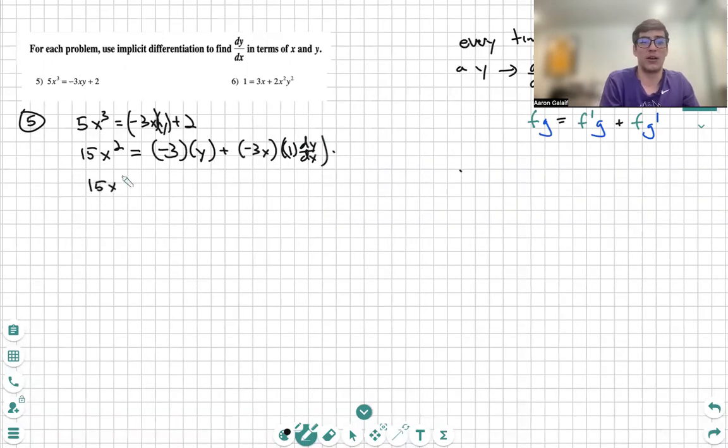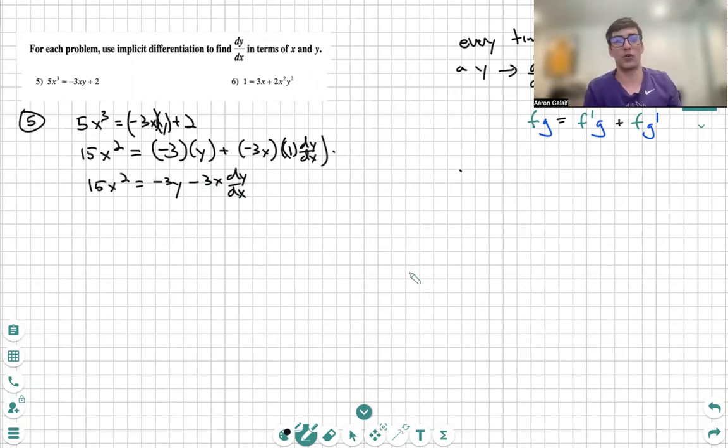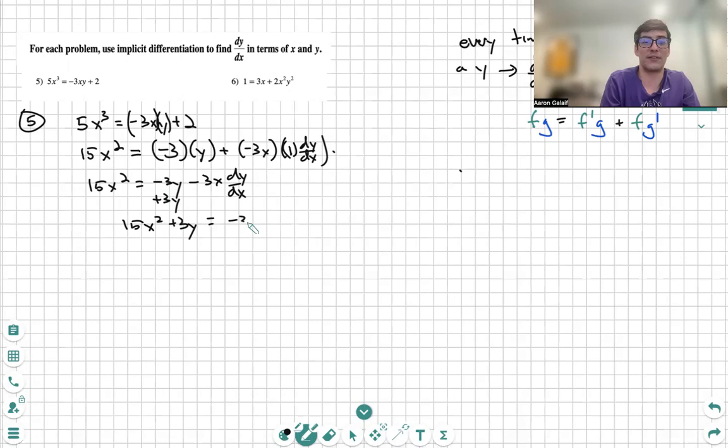We're going to clean up now. 15x squared equals negative 3y minus 3x dy dx. Now, what if you're asking, what's the goal of this situation? We want to get dy dx completely by itself. That's it. So we're going to add the 3y to the other side. 15x squared plus 3y is equal to negative 3x dy dx. We'll divide both sides by negative 3x.